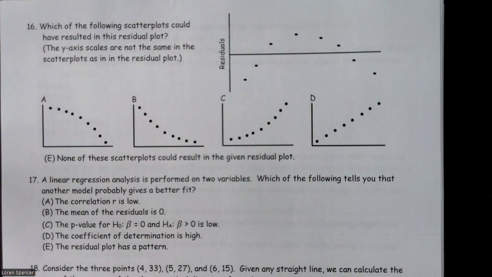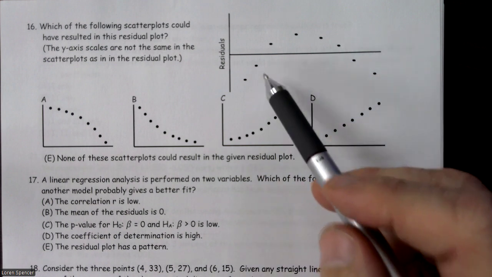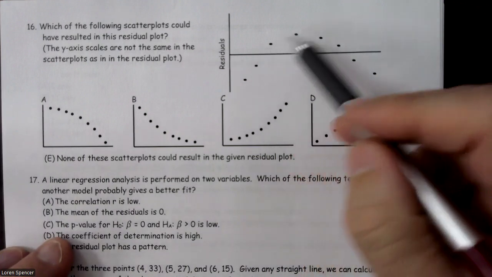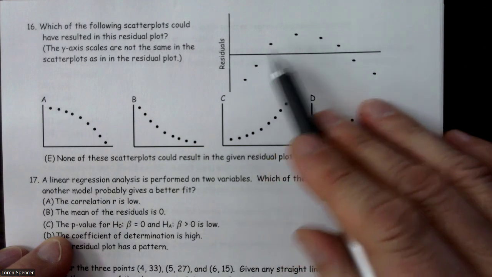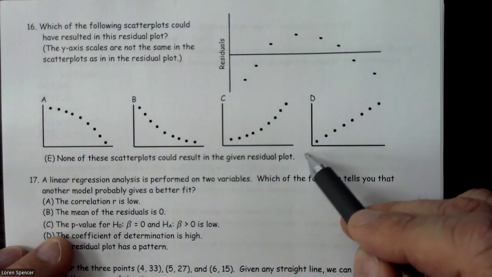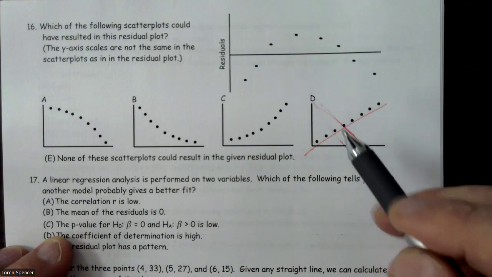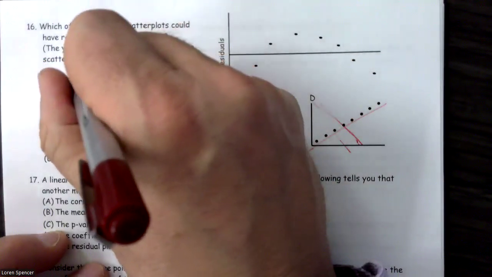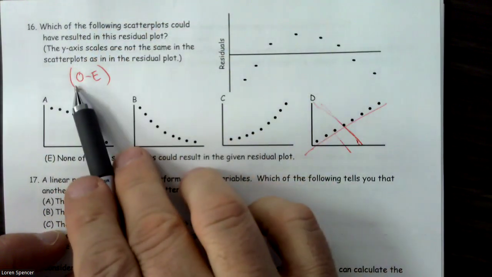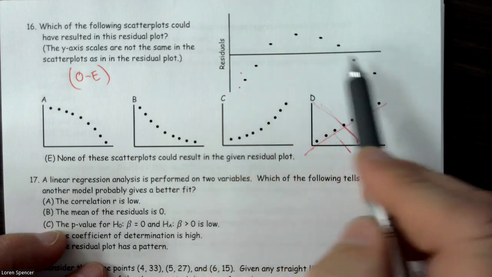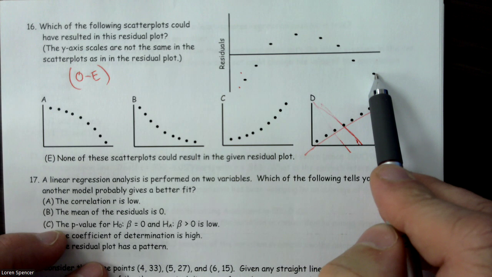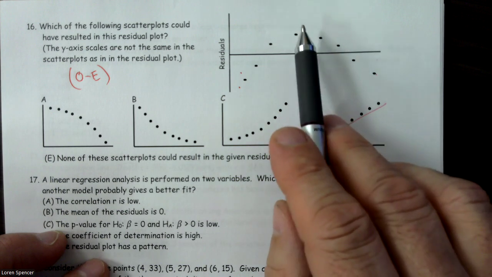Which of the following scatter plots could have resulted in this residual plot? Okay, first off, we have a pattern, so we know we need to have a pattern. If I have a pattern here, that means I'm going to have a nonlinear pattern. Well, this is linear, so it can't be that. All right. Now, please remember, residuals are observed minus expected. Okay? This means my observed started off less than my expected. And here it ended up with my observed less than my expected. And up here, my observed is greater than my expected.